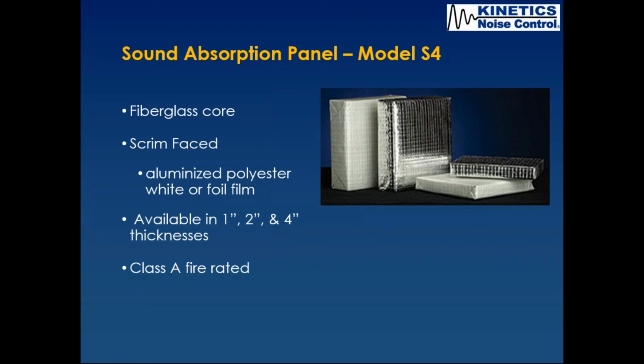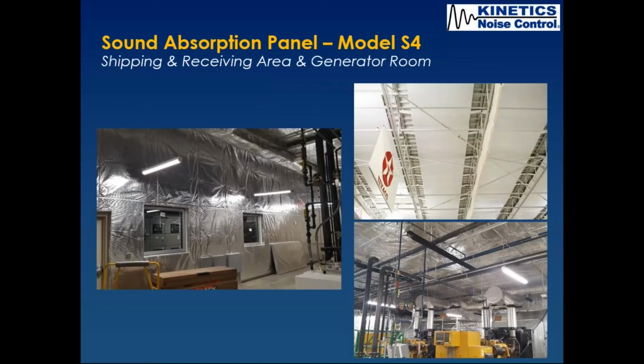But one of our products that many of you are very familiar with and very comfortable with over the years is our Model S4 panel. It's a fiberglass core wrapped in a scrim face, an aluminized reinforced scrim face, and you can get it in a white or a foil facing. It comes in 1, 2, or 4 inch thickness, and it's Class A fire rated. We can mount these to walls and ceilings to soften and give us that sound absorption. And this is some examples here.